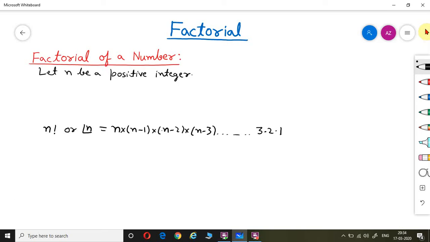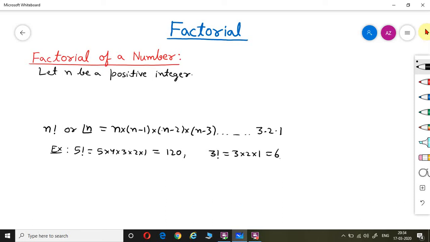So if we have to calculate, for example, 5 factorial, what will it be? It will be 5 into 4 into 3 into 2 into 1, that is the product of the first 5 natural numbers. So 5 into 4 is 20, into 3 is 60, into 2 is 120. Similarly, 3 factorial is 3 into 2 into 1, that is 6.